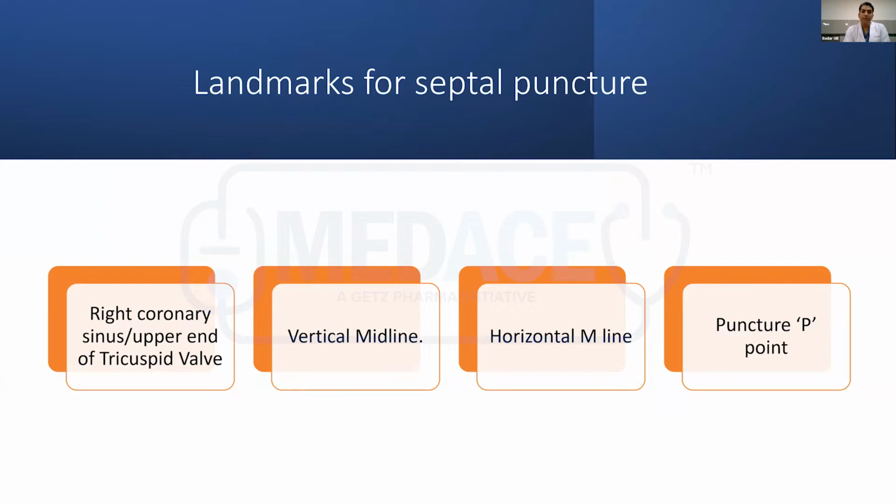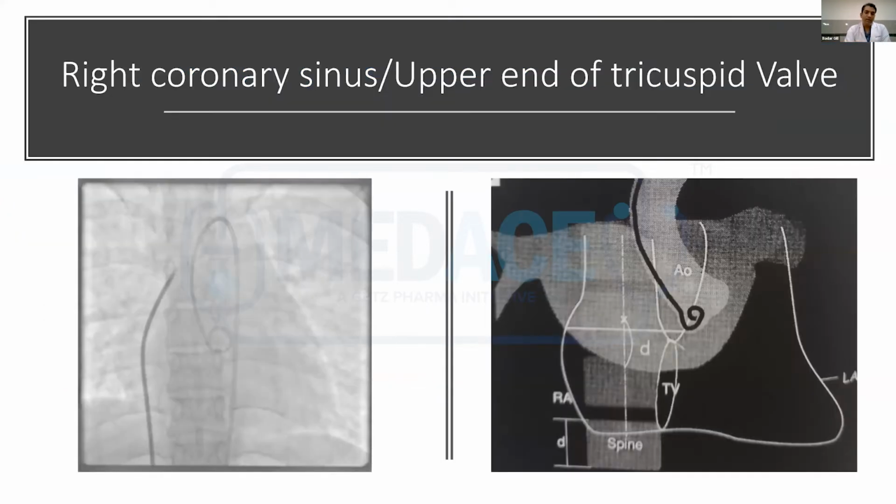There are a few landmarks required for the septal puncture. First of all, because we are doing it angiographically, we need to identify the right coronary sinus and the upper end of the tricuspid valve. Then there is a vertical midline, then the horizontal M line, and the puncture point, which is the puncture P point.